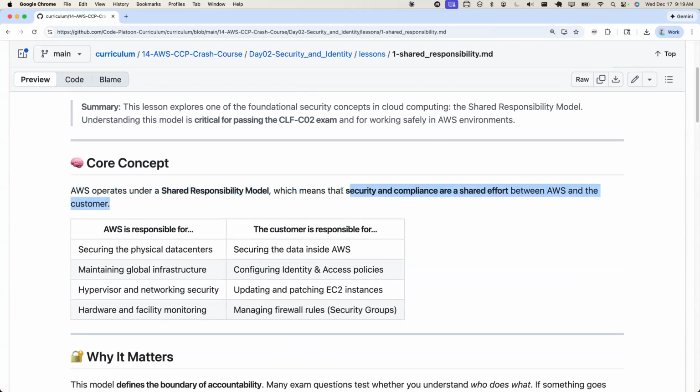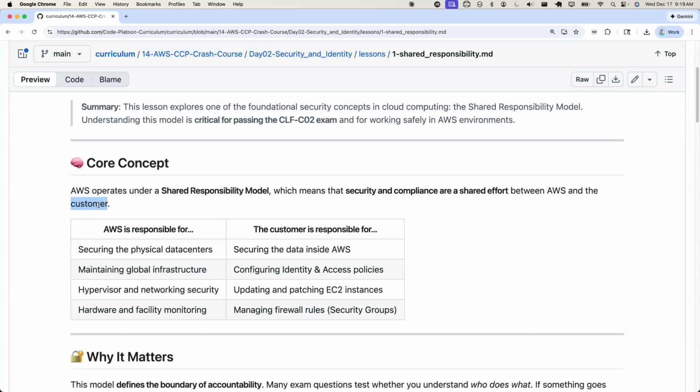Security and compliance are a shared effort between AWS and the customer. And if I've created an AWS account and I've logged into the console and I'm making EC2s, I am the customer, right? The customer in this case is really a technical customer. It's us, the developer, it's the business.